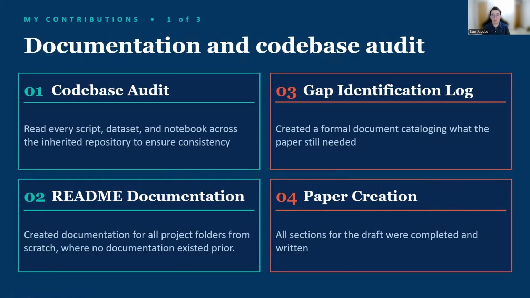My first contribution was establishing the foundation for the rest of the work to depend on. The codebase audit meant reading every script, every data set, every notebook in this inherited repository. This need was demonstrated when we realized that the files I was given access to weren't even the most recent work. It just wasn't documented. From there, I wrote the README files for all 7 project folders, covering every file, function, and dataset column used. The project had no documentation before this, and without it, any new contributor would have had no way to understand what existed or where to start, like I did.